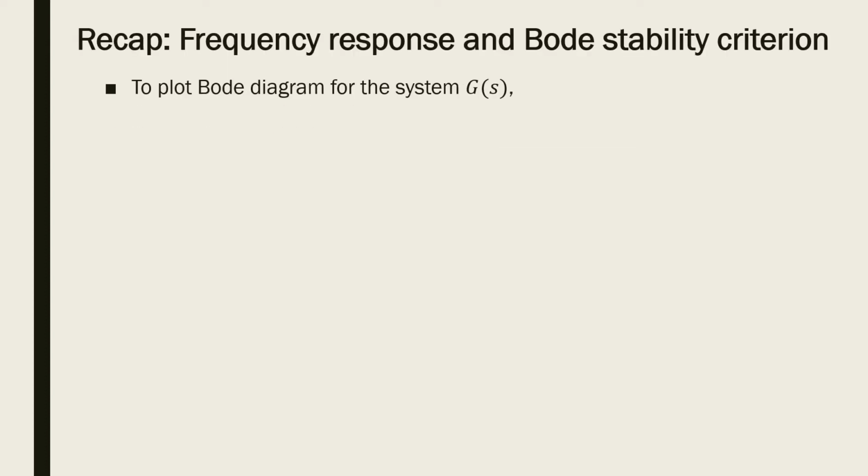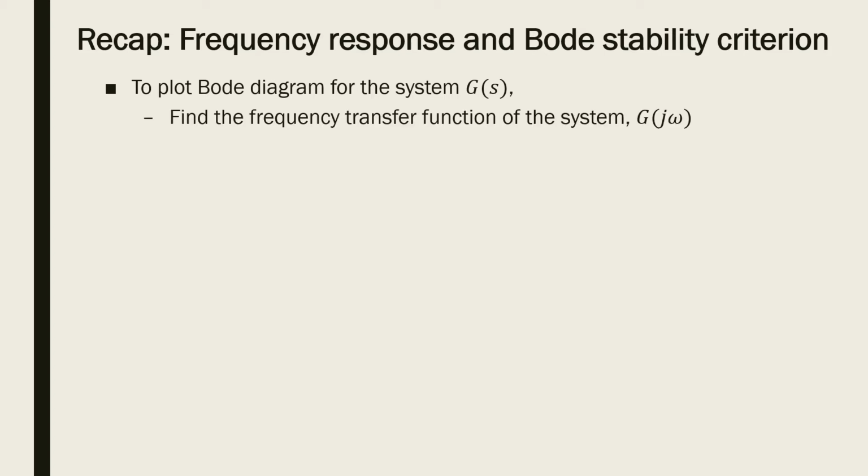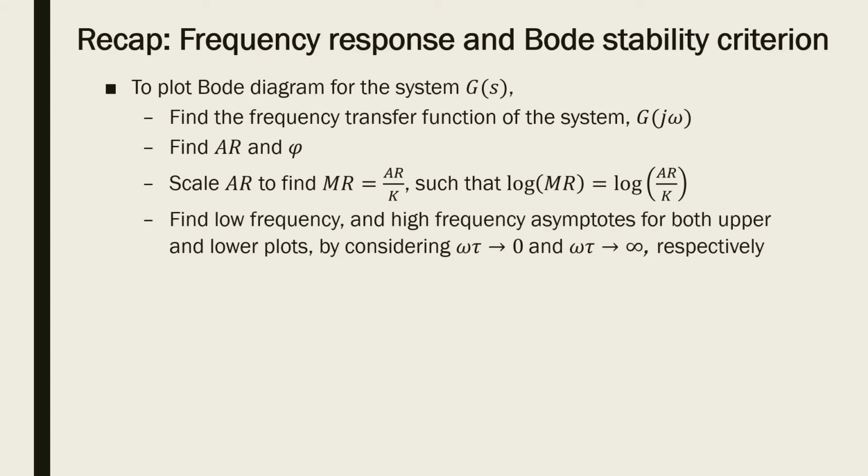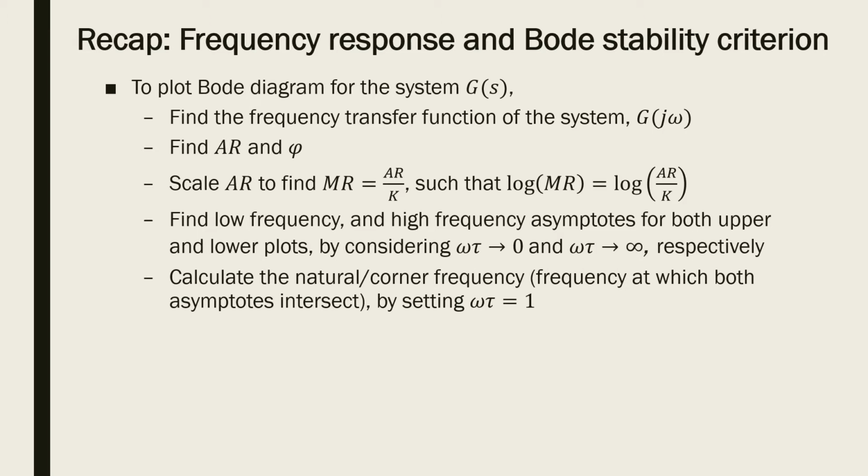Let us go through a quick overview of how to plot a Bode diagram for a system G of s. We start by finding the frequency response of the system. We use the frequency response to find the amplitude ratio and phase angle. We scale the amplitude ratio and use it to plot the upper plot of the Bode diagram. We then find the low and high frequency asymptotes for both AR and phi plots by considering omega tau tends to 0 for the low frequency asymptote and omega tau tends to infinity for the high frequency asymptote. We find the frequency at which these asymptotes intersect by setting omega tau equals 1.